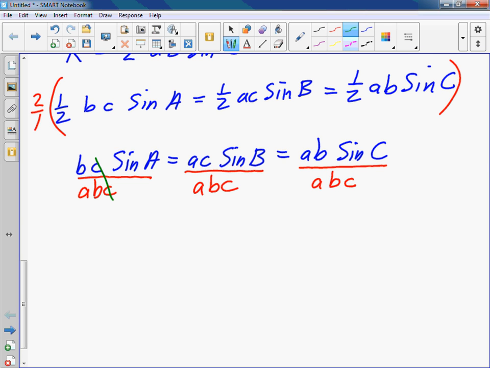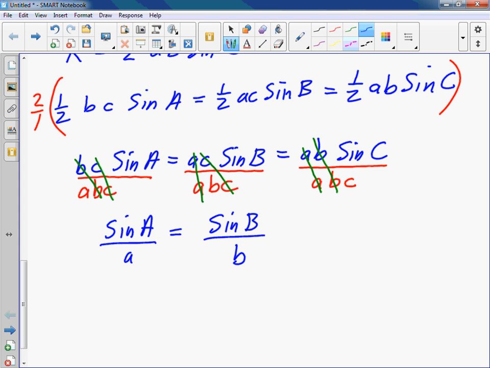C divided by C is? 1. B divided by B is? A divided by A. 1. C divided by C. It's getting old. It's getting boring. But those are all ones. And that's cool. And what we have left, and I know you've seen this before, it's nothing new: sine A over A equals sine B over B equals sine C over C.